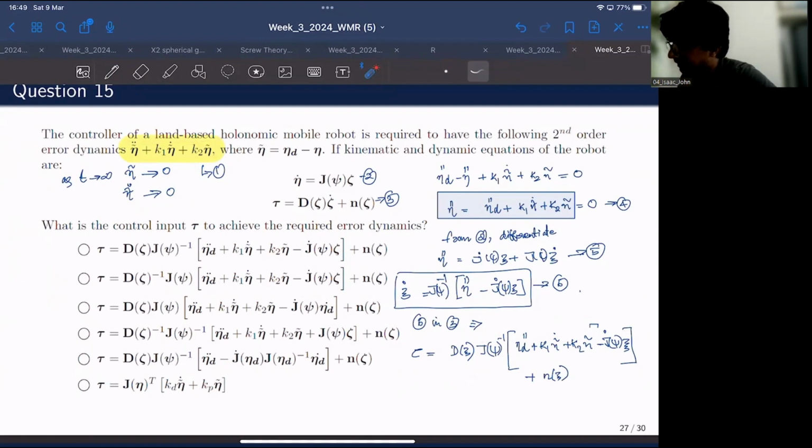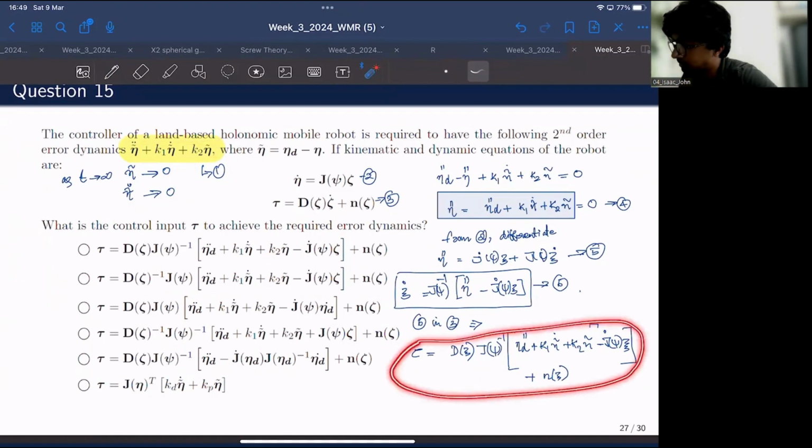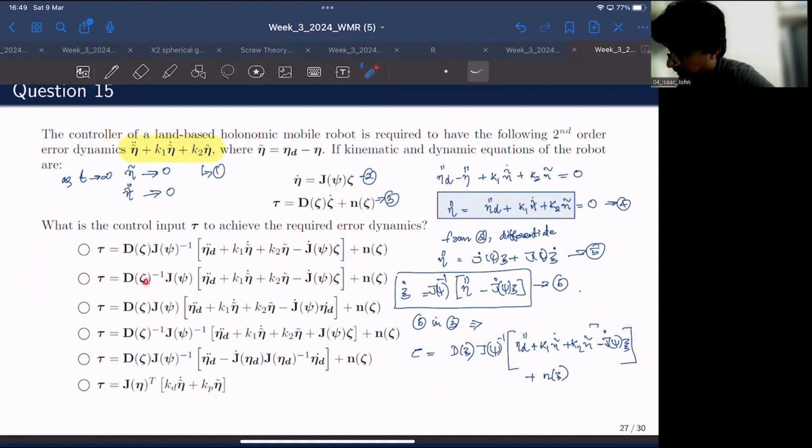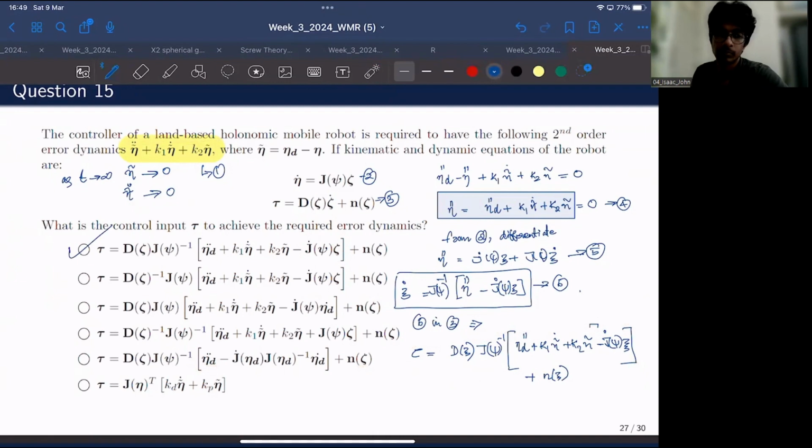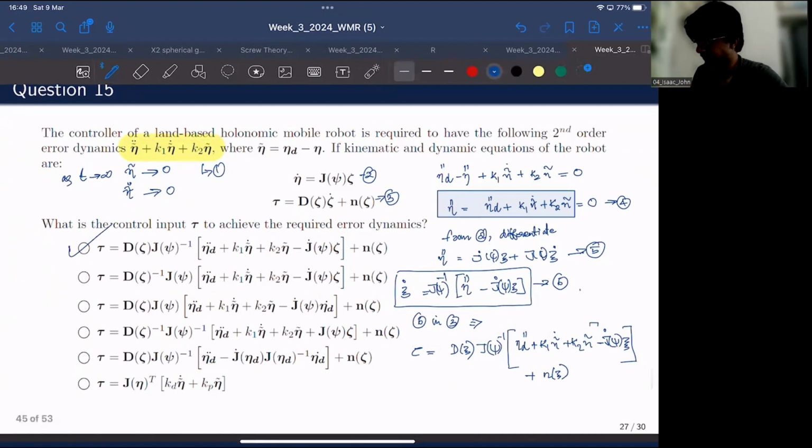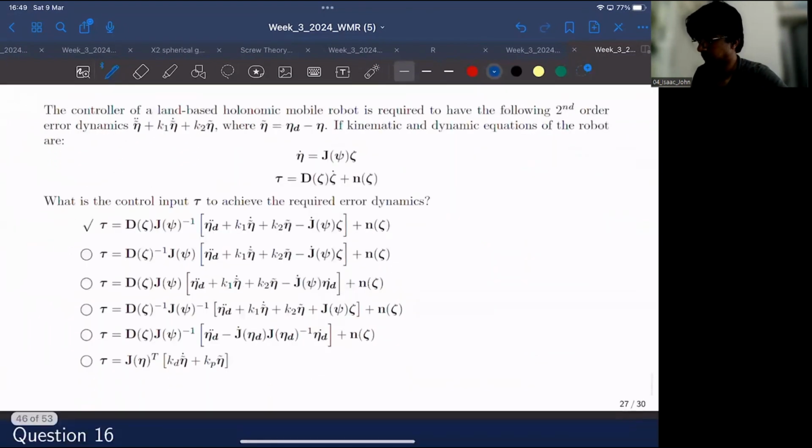And I think the correct answer that matches this is option A, right? Option A. Yes. So that's about it.